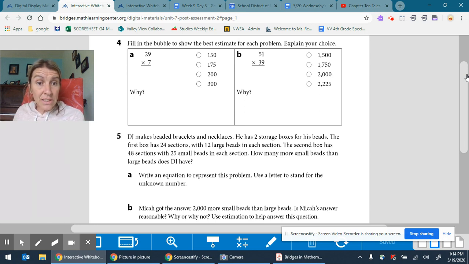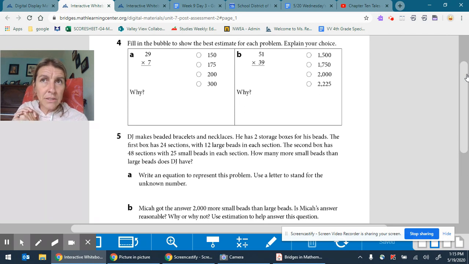And each of those sections has 25 small beads. So now I know what multiplication problem formula to set up to figure out how many beads are in that box. But here's the overall question they want to know. So we can figure out how many beads are in that first box, how many beads are in the second box. But what they want to know is how many more small beads than large beads does DJ have? So we got a lot of steps here.